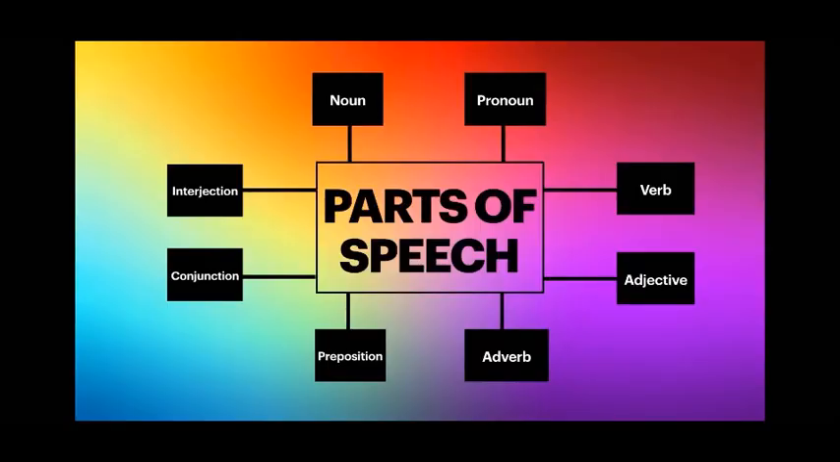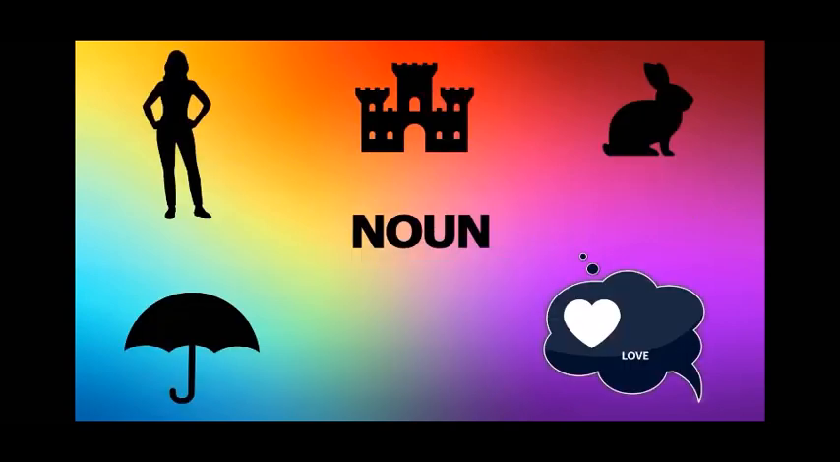Hello children, do you know what are parts of speech? In English language, every word in a sentence belongs to one word class, that is one part of speech. There are 8 parts of speech: noun, pronoun, verb, adjective, adverb, preposition, conjunction and interjection. In this video, we are going to talk about noun.